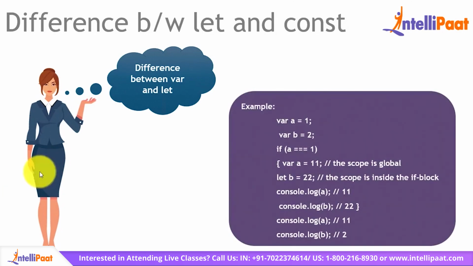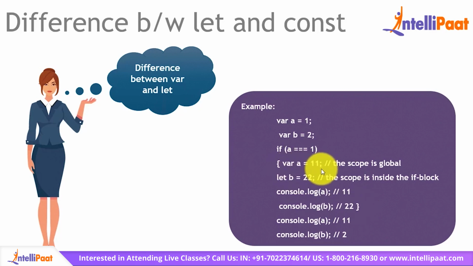Difference. Check out here. var a equal to 1, var b equal to 2. We are using the var keyword here. Check out, if a triple equal 1, so triple equal is nothing but to check the value as well as the data type also. So a's data type is number, right? So is a triple equal 1? Yes. The data type is matching as well as the value also matches. It is going to come inside this block, right?